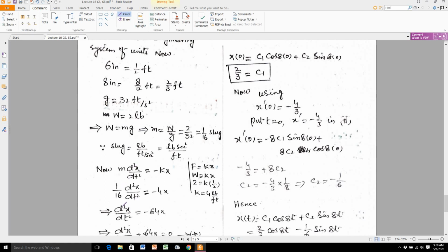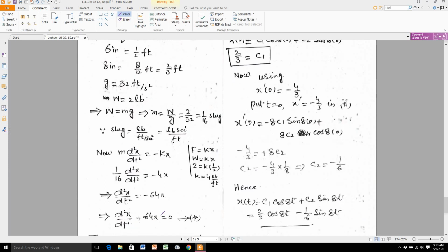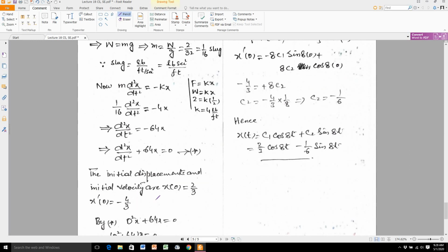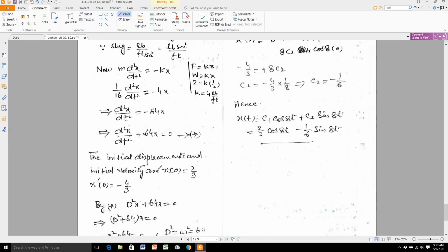So when I substitute this and simplify, d square x over dt square is equal to minus 64x. And this implies that d square x over dt square plus 64x is equal to 0. The initial displacement and the initial velocity are: x of 0 is equal to 2 by 3. Here you see that when a body is released 8 inches below, that is x of 0 is equal to 2 by 3.